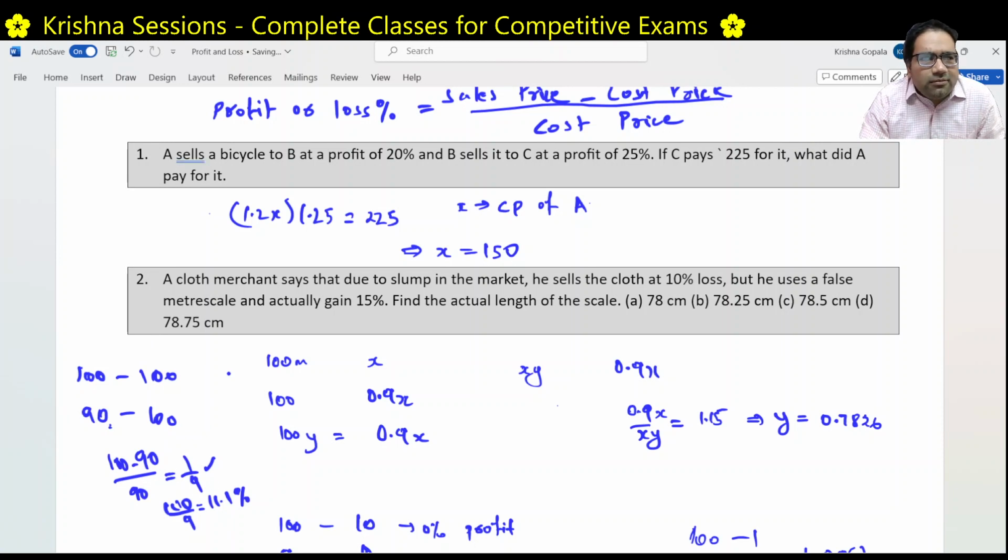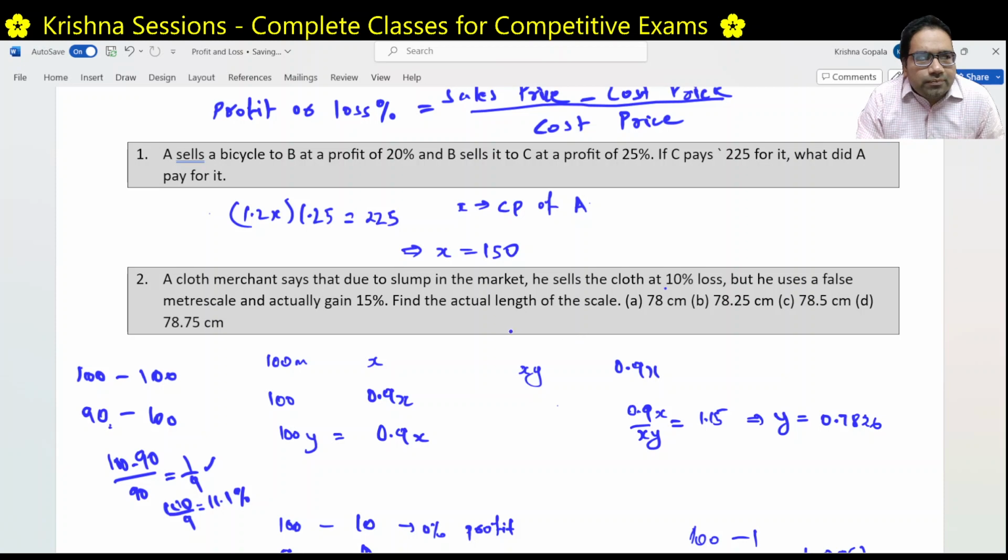Okay. Similarly, now let's try to understand this. He's selling the cloth at 10% loss, but he uses a false meter scale and actually gains 15%. Find the actual length of the scale.